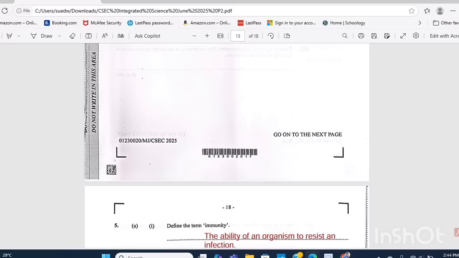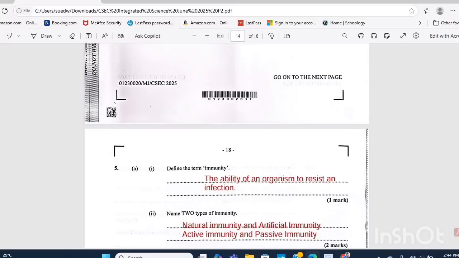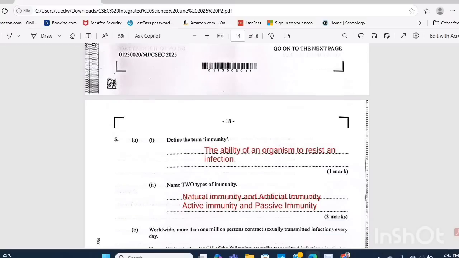It says, define the term immunity. Immunity is the ability of an organism to resist an infection. Part 2, name 2 types of immunity. You have natural immunity and artificial immunity, or active immunity and passive immunity.